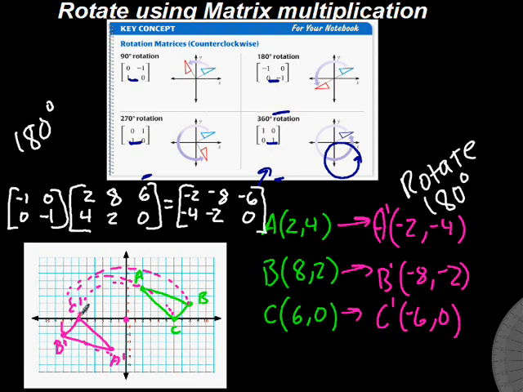All around this origin. And that pretty much sums it up for rotations, all in all, in 9.4.